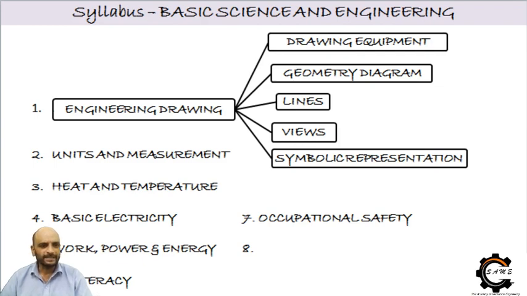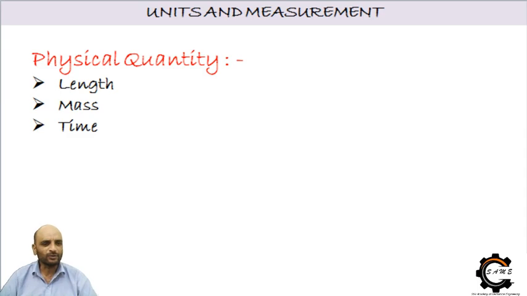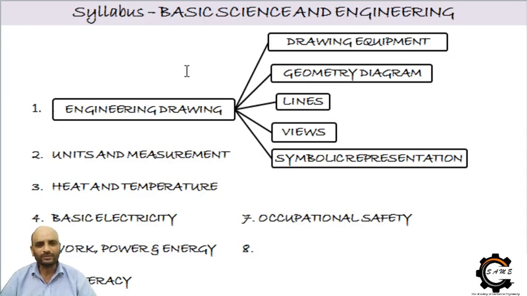Then IT literacy, basic electricity, and work, energy, power in detail. This is related to engineering mechanics, that is work, energy, power, which is more related to physics. We'll see in detail what work, power and energy are. IT literacy and occupational safety, these topics we'll also try to cover. These are the main topics included in the syllabus of basic science and engineering.